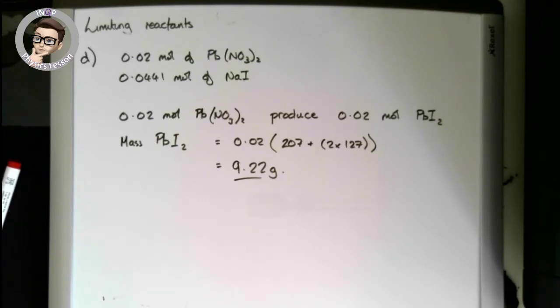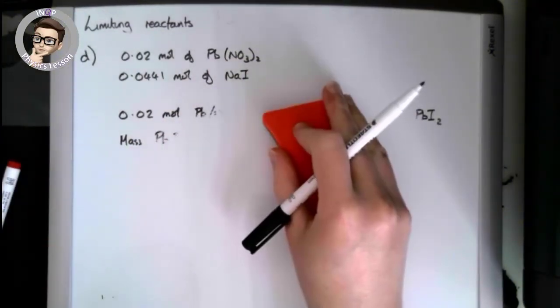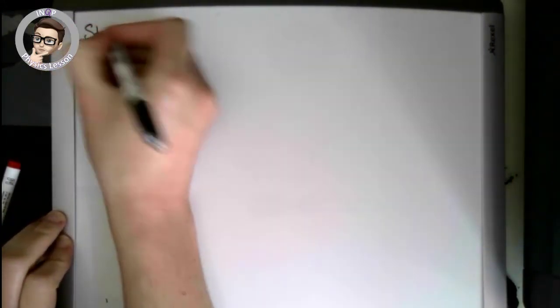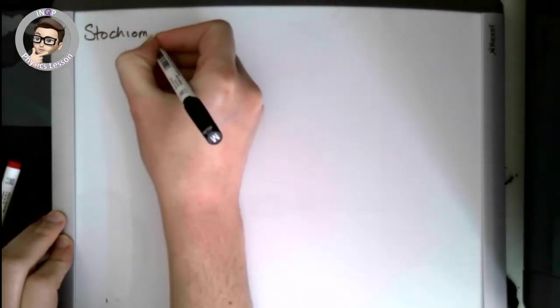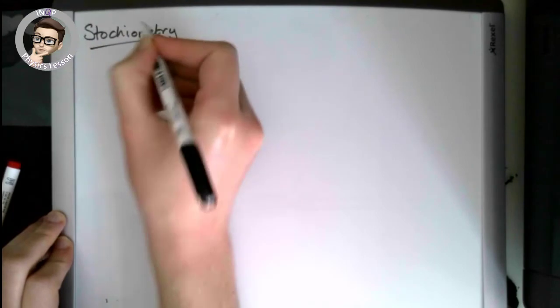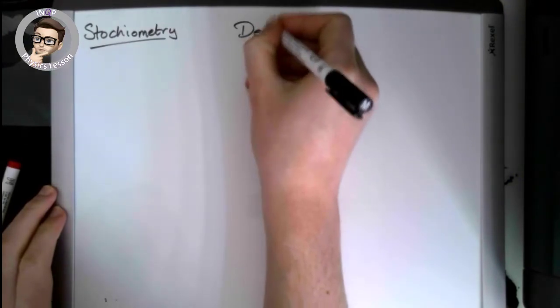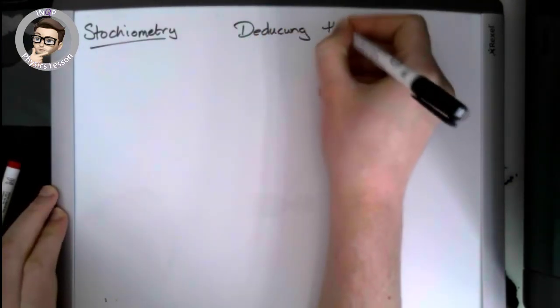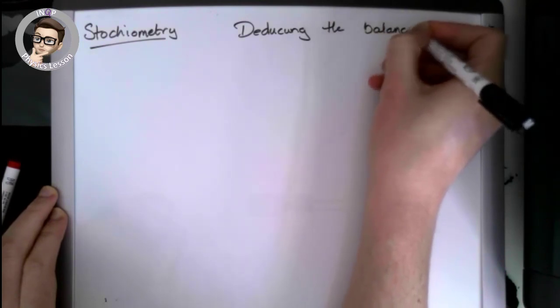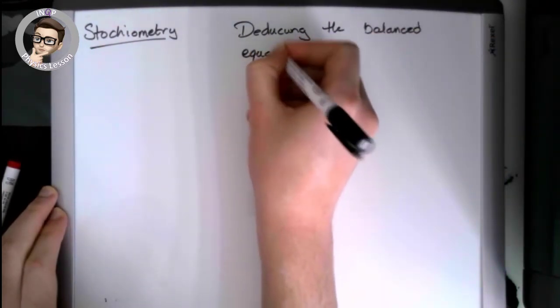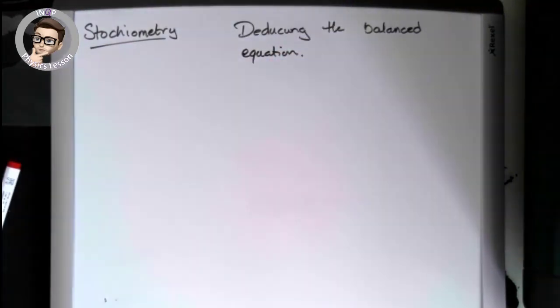Okay, on to the last part of this lesson, and then I shall be giving you some questions to go and have a go at. So it's no longer about limiting reactants. Now we're going to talk about something called stoichiometry. What a great name. Stoichiometry. Just a fancy chemistry word for knowing the balanced equation, or what we would call deducing the balanced equation. So that is what stoichiometry is. It's this process of deducing the balanced equation.